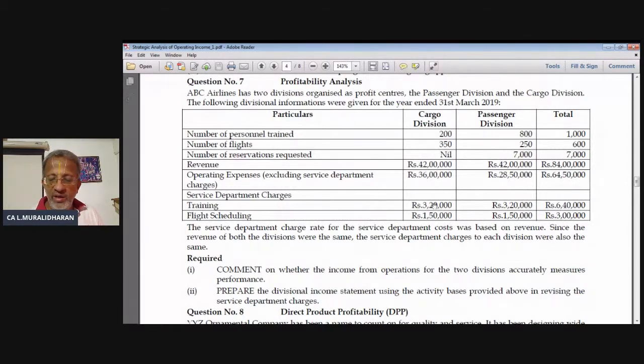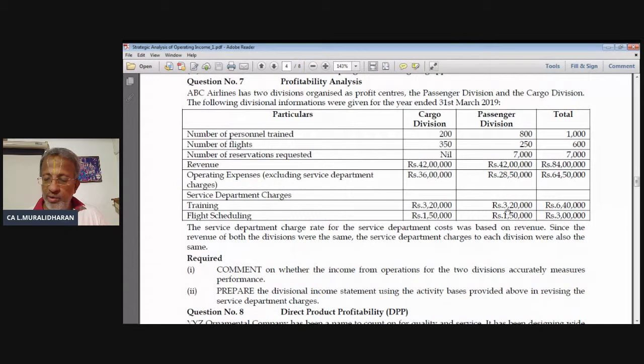If training were to be considered as an item of expenditure, to whom is the training given? We firstly have to think: only to workers. Workers means personnel. So the cargo division has only 200, the passenger division has 800. Now tell me on what basis this 6 lakhs 40,000 should get distributed. That should be distributed in the ratio of 200 is to 800, that is 1 is to 4. That could be an ideal basis. That is the way you have got to take it up.